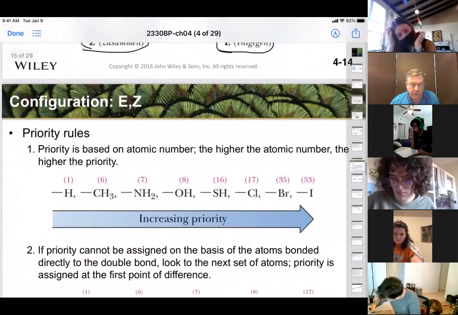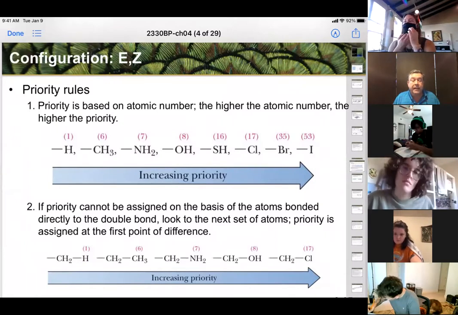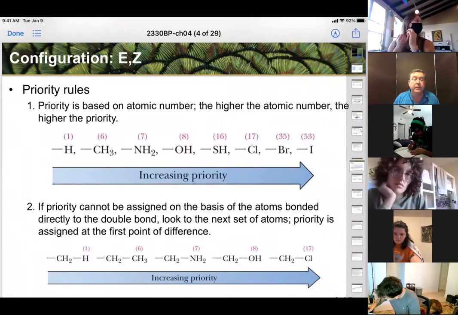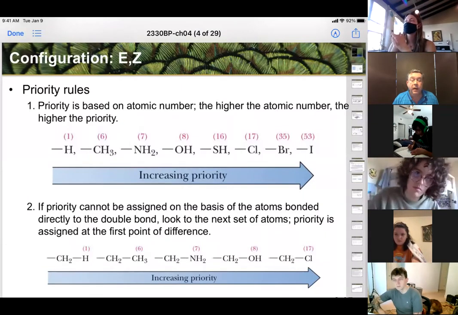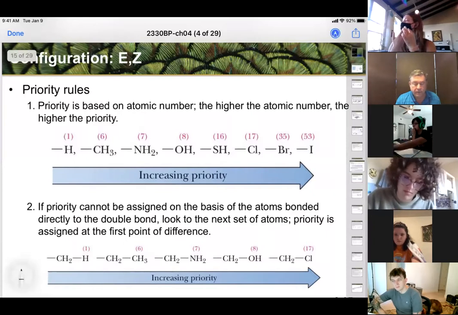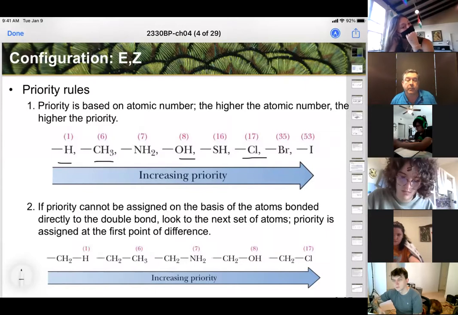So the first rule of priority is you look at the atoms attached to that double bond on one side of it or the other, and you determine the atomic number of that atom, okay? Not the atomic mass, it's the atomic number. So the higher the atomic number, the higher the priority, okay? So if you have 4 different things, like a hydrogen, a methyl group, an oxygen, and a chlorine, it's easy to tell which of those has the highest priority because of the increasing atomic number.